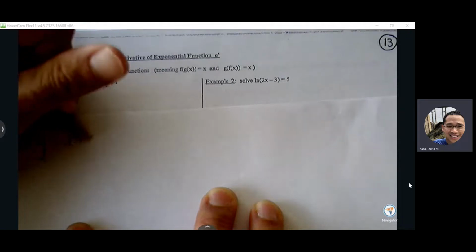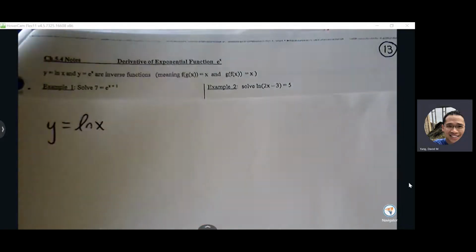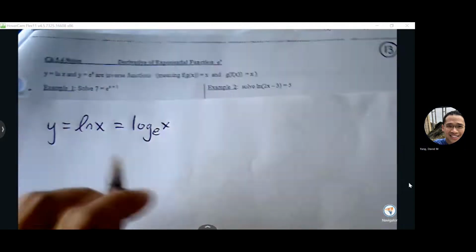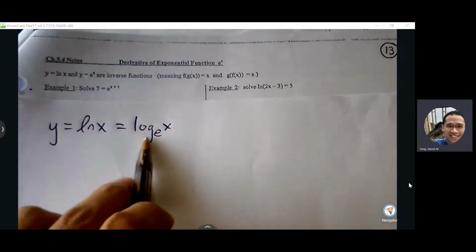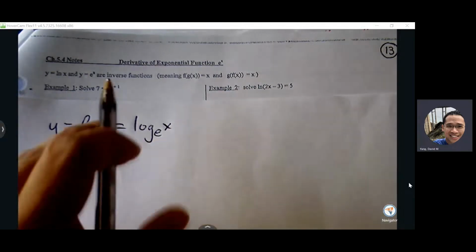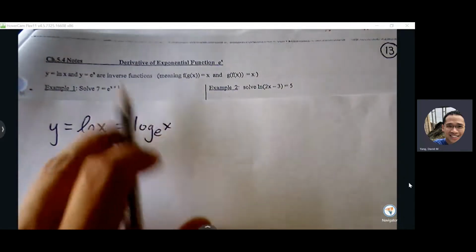Natural log of x is the same thing as log base e of x. ln is just a shorthand way of saying log base e. So you kind of see that this is base e, and kind of see that e to the x, there's going to be some relationship there.